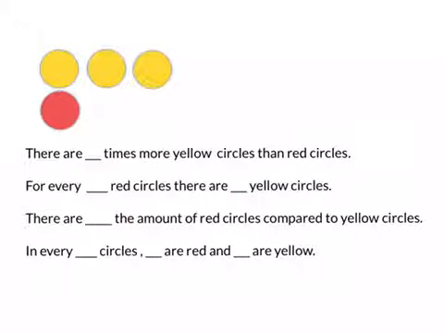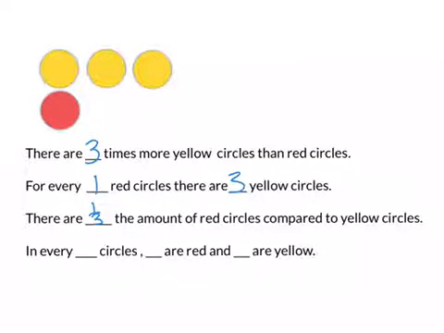So for this ratio, we can say there are 3 times more yellow circles than red circles. For every 1 red circle, there are 3 yellow circles. And there are 1/3 the amount of red circles compared to yellow circles.